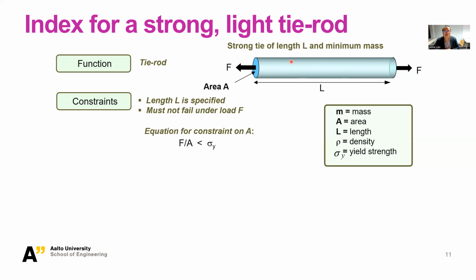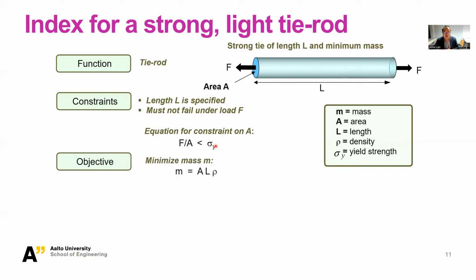The two constraints are clear, and you can just write the equation for the second constraint. We say it shall not fail under a certain load F, but F is related to the geometry, and we want something related to the material. So we use F divided by the area A. This is the strength, meaning the required material yield strength has to be bigger than a certain value.